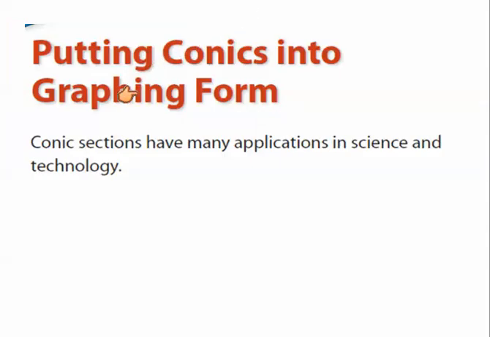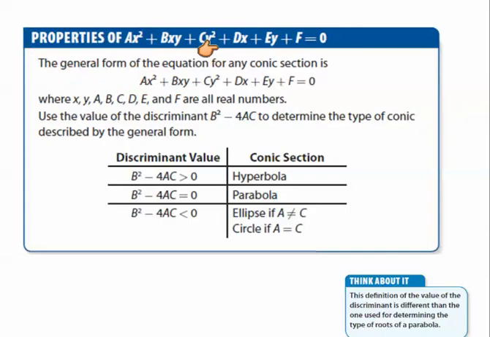So let's put the conics into a graphing form, okay? Because conics are actually used in science and technology, so we're going to use them all over the place. This is the general equation for a conic: Ax squared plus Bxy plus Cy squared plus Dx plus Ey plus F is equal to 0. That's the general form for a conic, okay?